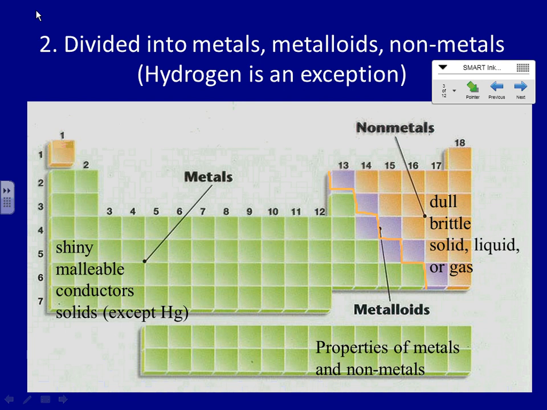Dull, brittle means if you were to strike it, it would break as opposed to kind of spread out nicely. They're solids, liquids, or gases. Metalloids have the properties of metals and non-metals kind of together. They're right flanking that line. You'll notice on the stair-step line, the metalloids here, what element is in this space? Just check your table there. What element's in that space?